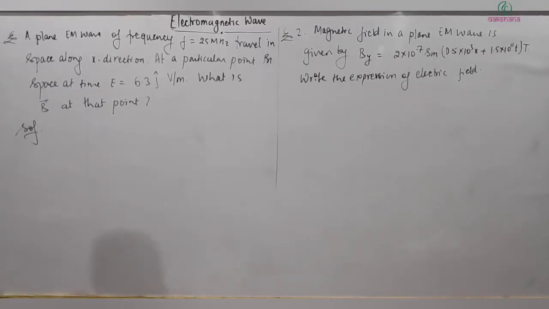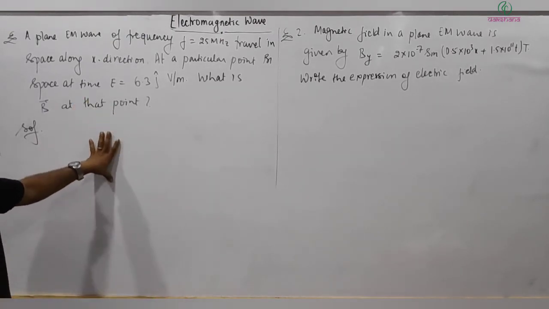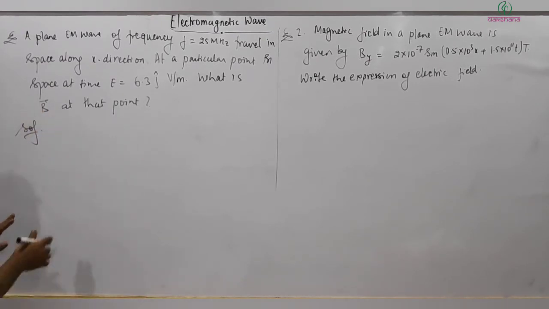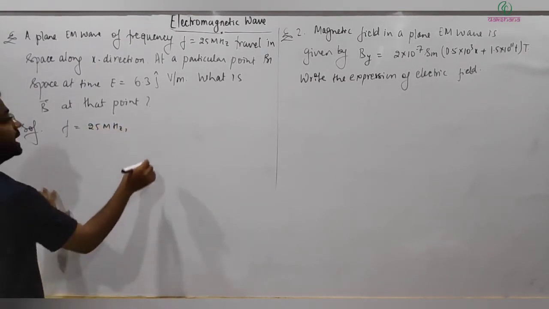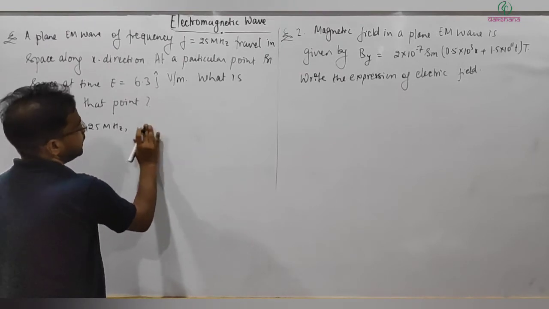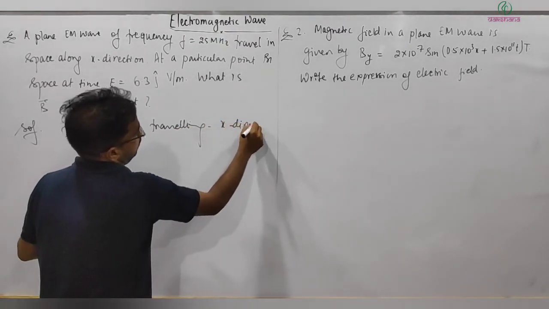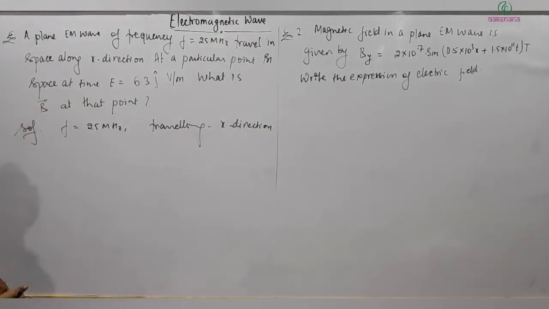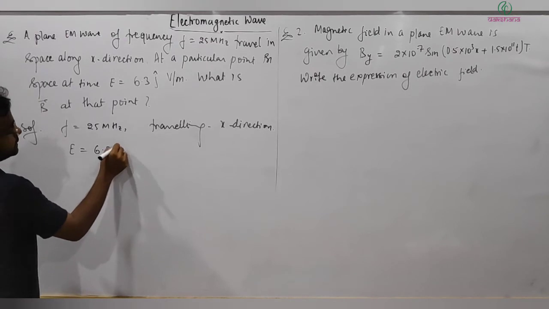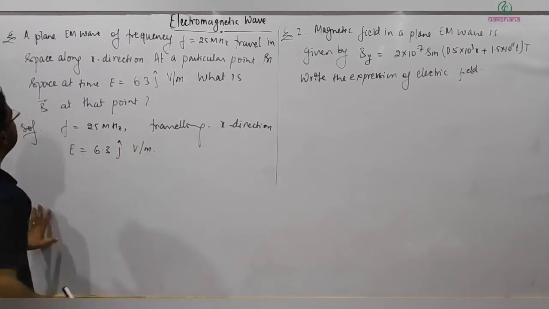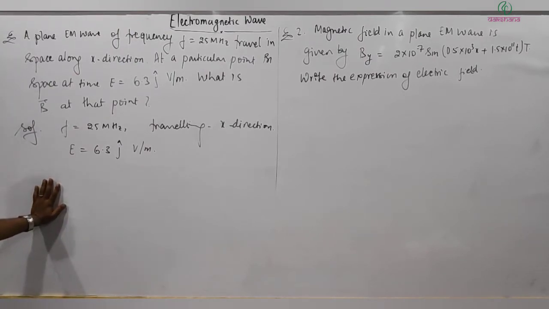Before talking about the energy of an EM wave, let's see some basic applications of electromagnetic waves and their equations. A plane EM wave of frequency 25 megahertz travels in space in the x direction, so c bar is along x. At a particular point in space and time, the electric field magnitude is given as 6.3 volt per meter, with direction j cap. What is B bar at that point? We need to calculate the magnitude of the magnetic field B, and its direction also.